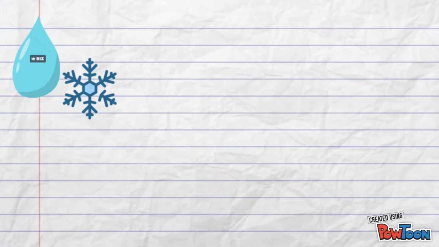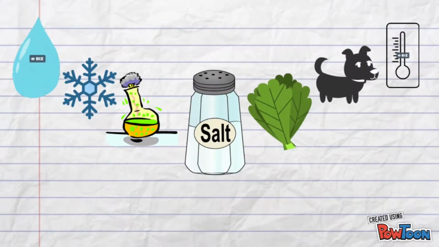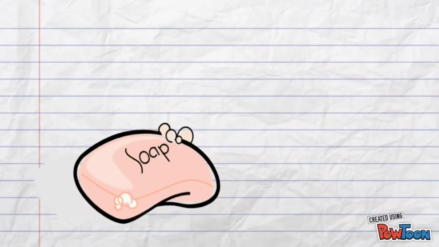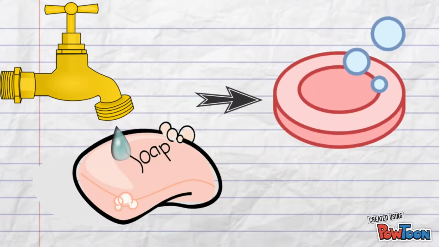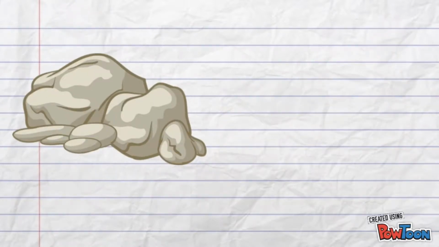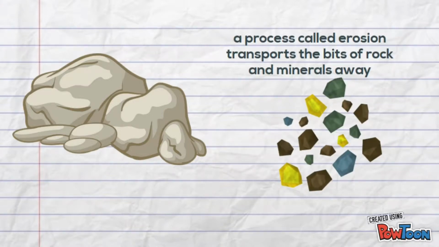Water, ice, acids, salt, plants, animals, and changes in the temperature are all agents of weathering. When you leave soap with running water, the soap changes its form. It is weathered and eroded by water. Once the rock has been broken down, a process called erosion transports the bits of rock and minerals away.